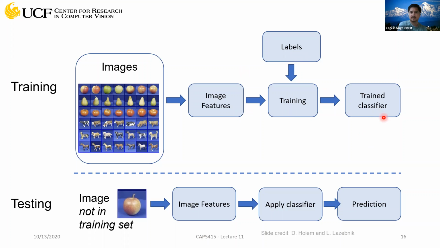Okay, and then once you have the trained classifier, during testing time, you will use an image which the network has not seen during training. You again use the same method to extract the features. You apply this learned classifier and make the prediction. So this is a general process for classification. One important step here is how do we extract features from our training data or even test data.